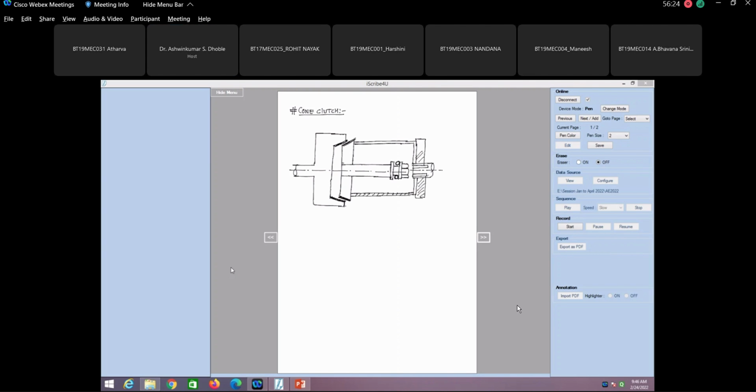So this is how the layout of the cone clutch looks. This is only for the purpose of understanding how the cone clutch is. So this is basically the part which is fitted to the crankshaft end of the shaft.